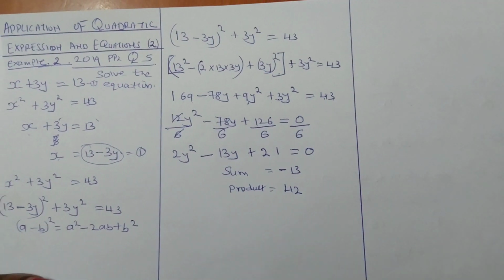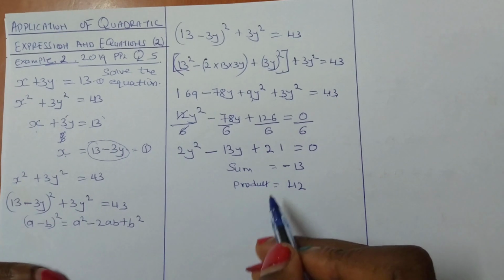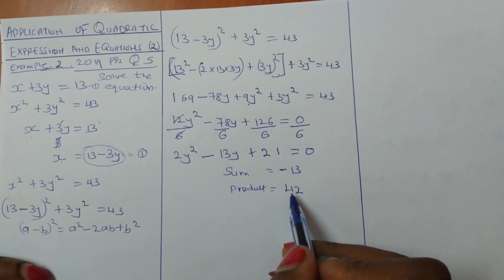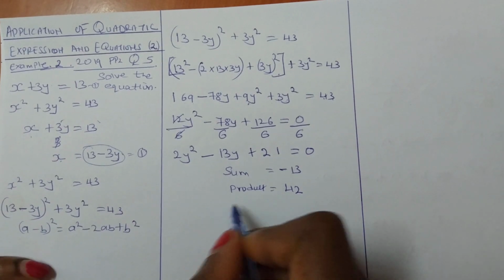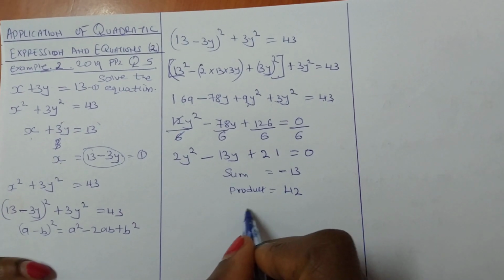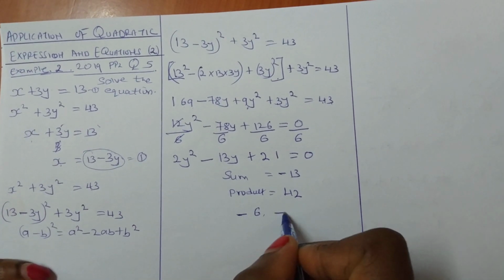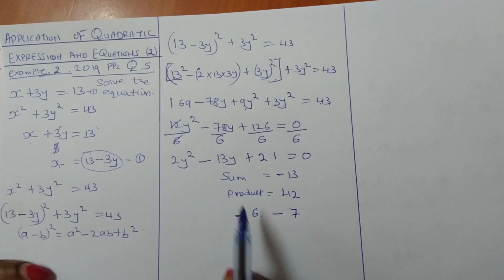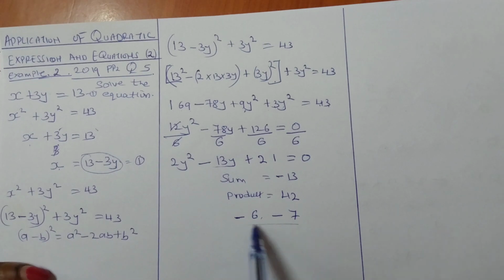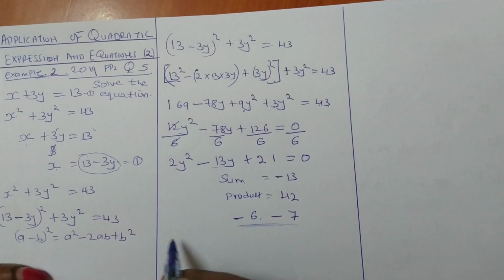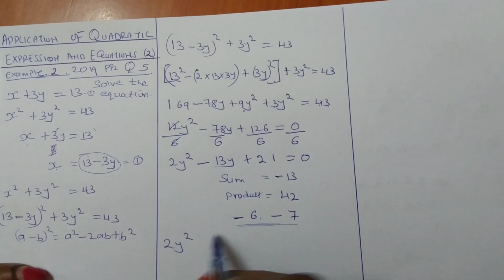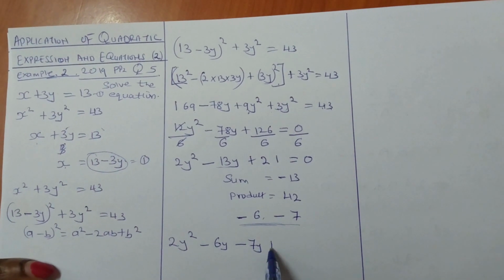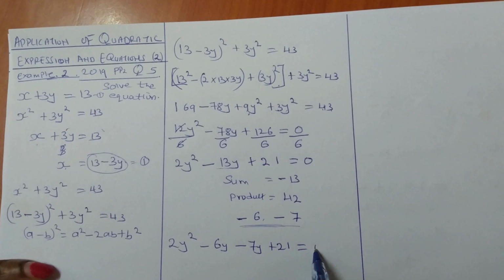So as usual, we ask ourselves, which are those two values that when we add them we get negative 13, and when we multiply them we get 42, and that is negative 6 and negative 7. So as usual, we are supposed to replace negative 13 with the values that you have got here. So we have 2y squared minus 6y minus 7y plus 21 is equals to 0.